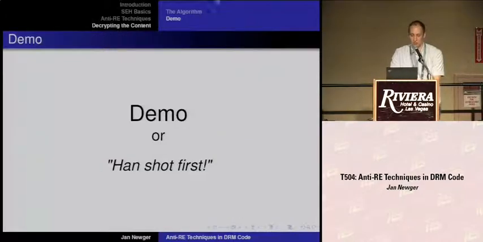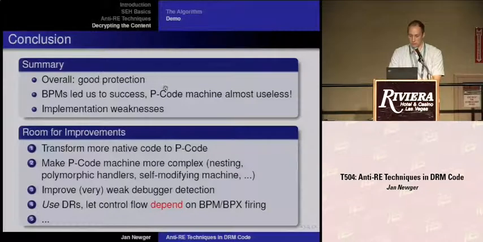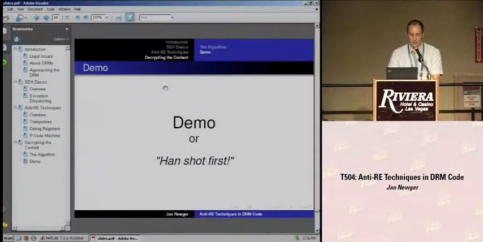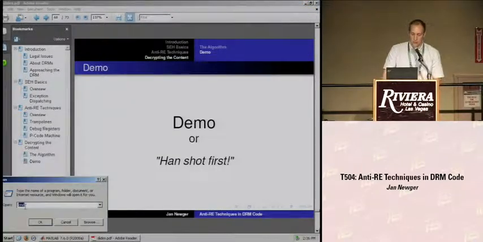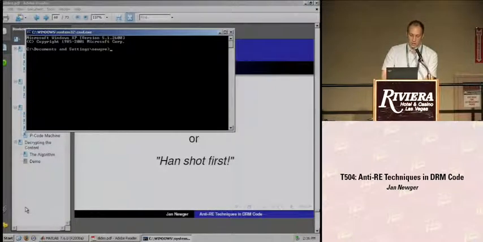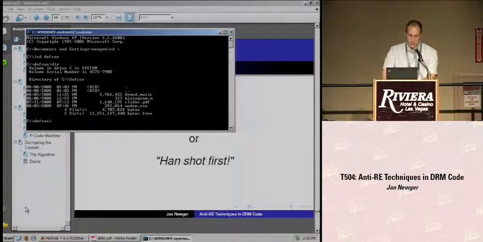So now we want to see a demo. Maybe I'll say a few quick words on the demo. I cannot actually reveal the identity of the DRM, so I need to do some kind of black box demo. I can show you how a decryption works, but I cannot show you how the encryption process works, because that would obviously reveal the identity of the DRM. So I prepared a DRM protected file.